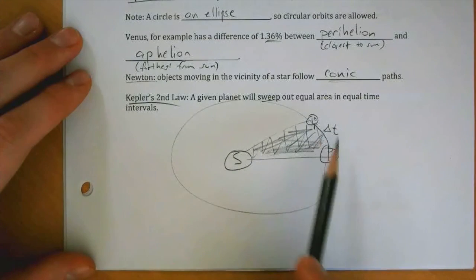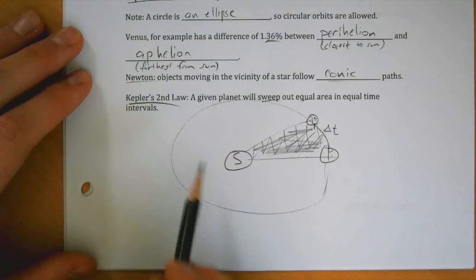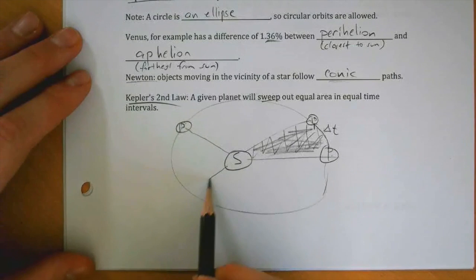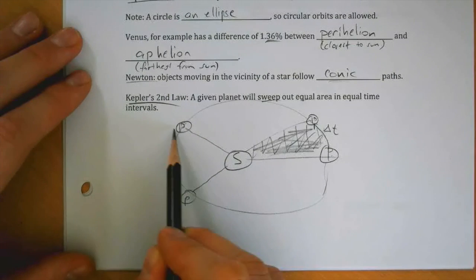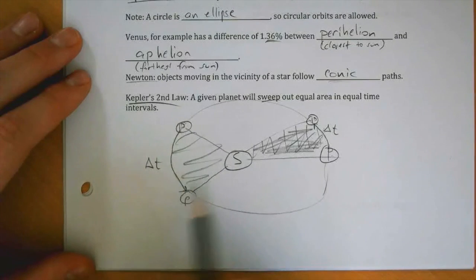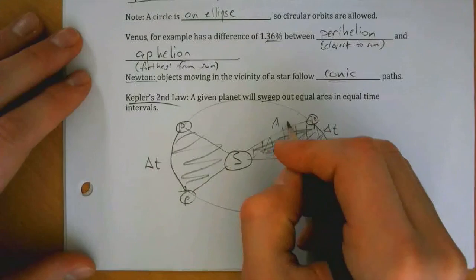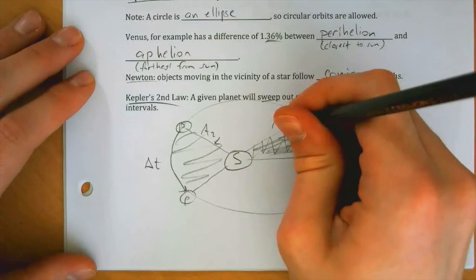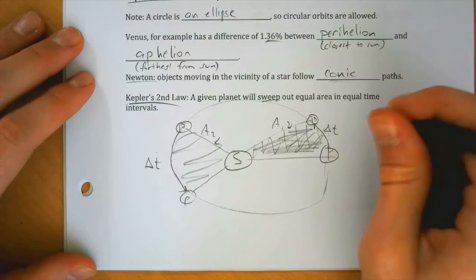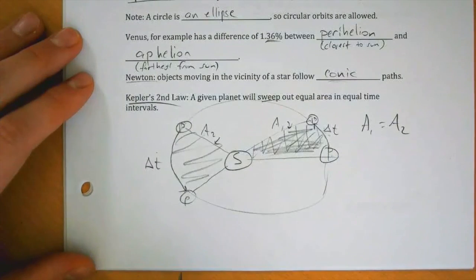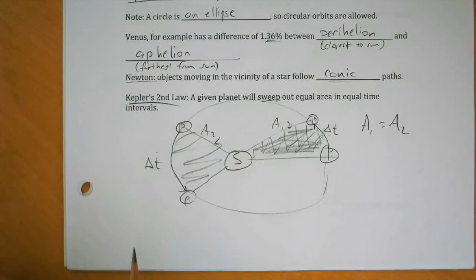So this is some time interval t, the area of this sector. I'll say in some other time interval, say this is the same time interval, this is area 1, this is area 2. Kepler's second law says that if this time interval is the same, those two areas are equal. It doesn't matter how close or how far away you are at either point.